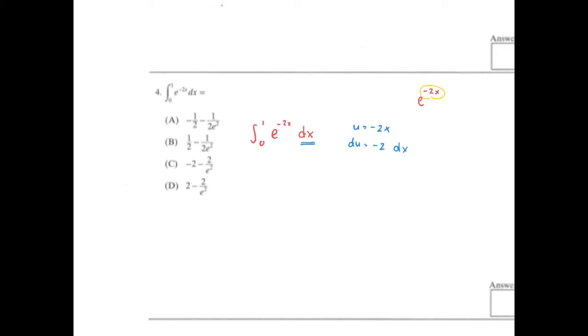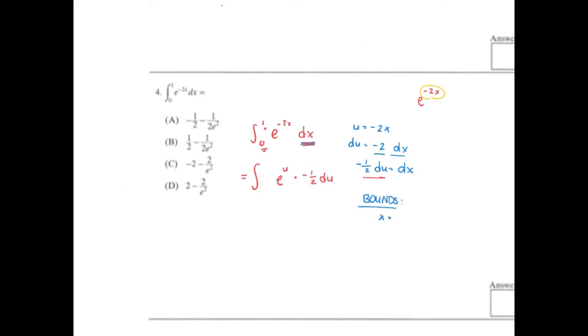I only see a dx here, not a negative 2 dx, so I'm going to divide through by that negative 2. So negative a half du is what I'm going to replace my dx with. Integral e to the u, and then my dx is replaced with this negative 1/2 du. However, these bounds right here are x bounds, so I need to change them now to u bounds since everything is in terms of u.